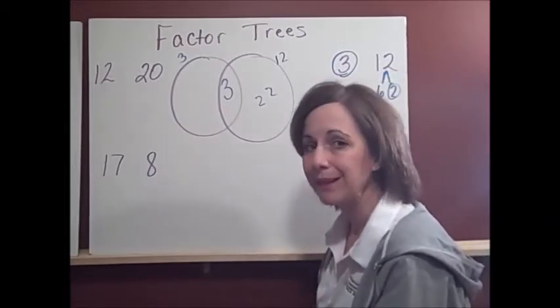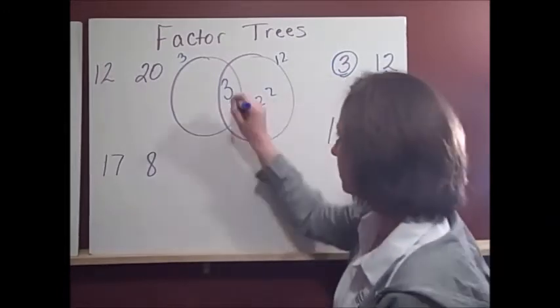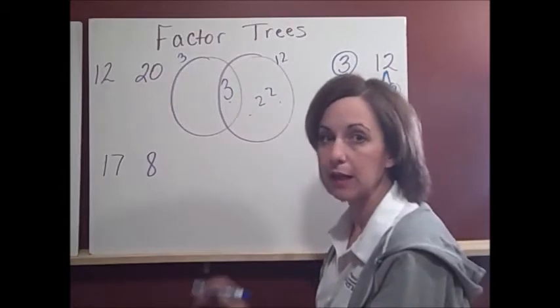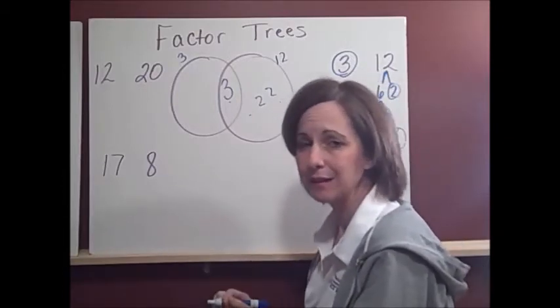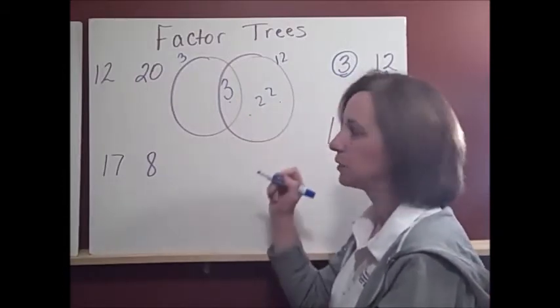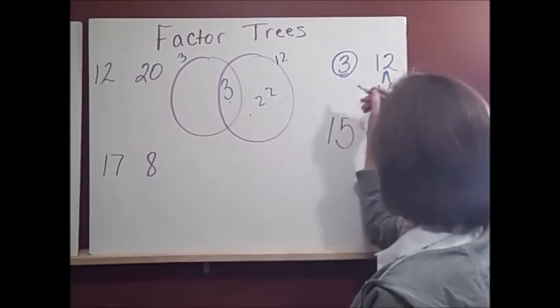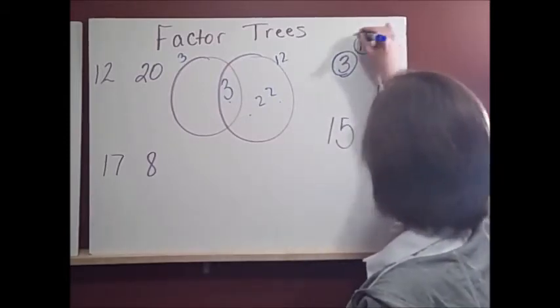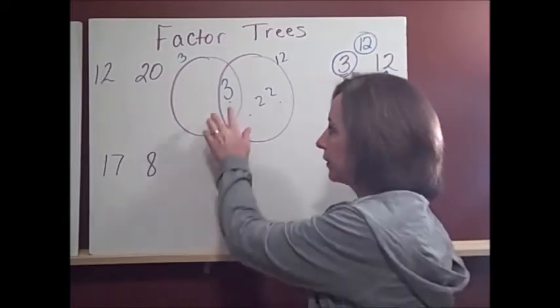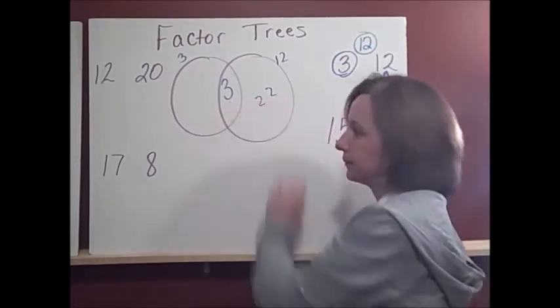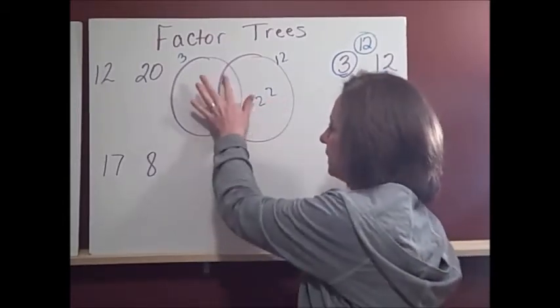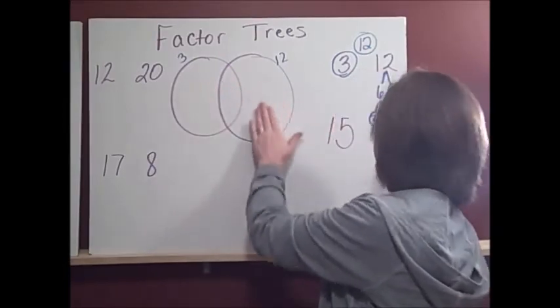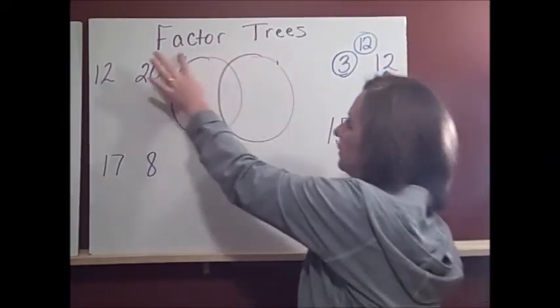So my least common multiple says multiply. You multiply everything in the entire circle. 3 times 2 times 2 is 12. The least common multiple of 3 and 12 is 12. And if you'll remember, the greatest common factor is 3. All right, let's erase these and try 15 and 20.